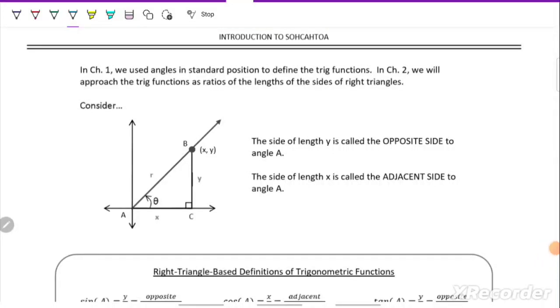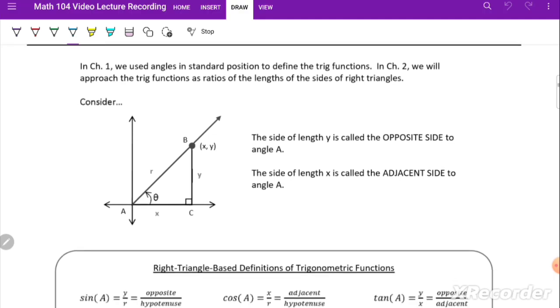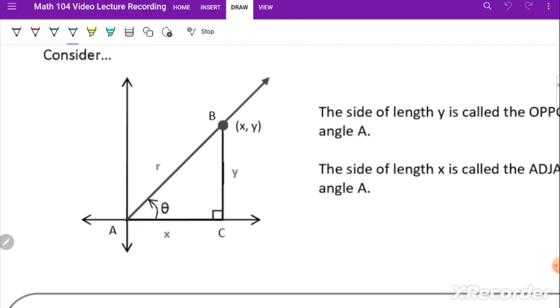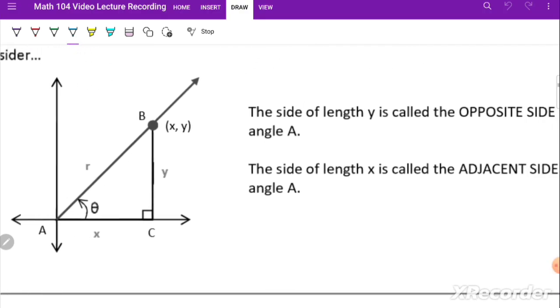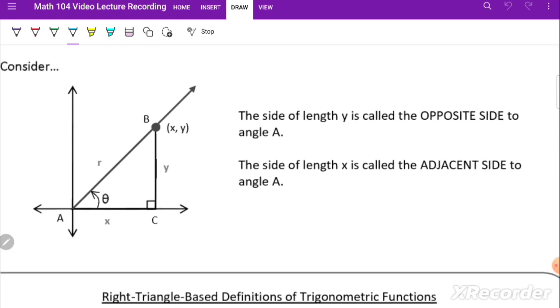This video is an incredibly important video. What I'm going to outline in this video is what I use to address a vast majority of right-angled trigonometry situations. Consider this triangle that I have created here.